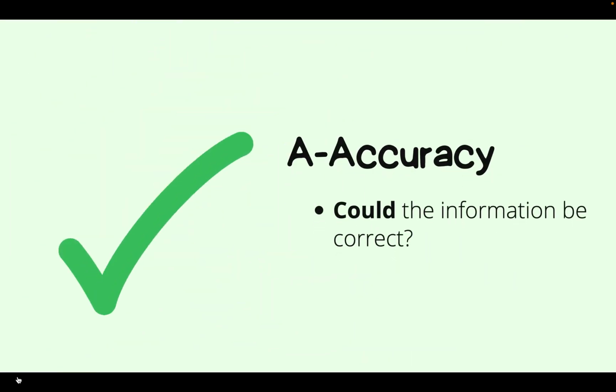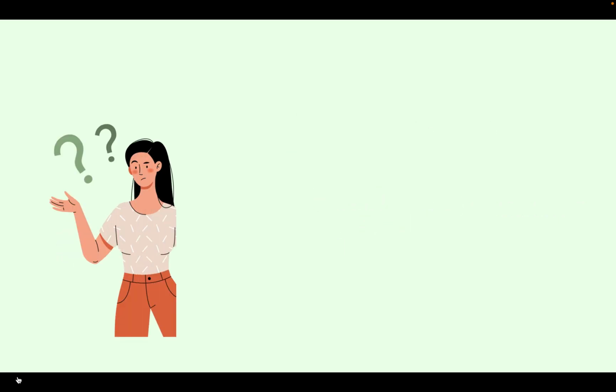After you've figured out if a website is relevant to you, the next step is figuring out if the information is accurate. The next letter is A, for accuracy. Could the information be correct? You may be wondering, how would I know if the information is accurate? I'm not the expert. And while you're technically correct, you are not the expert. You don't need to be an expert to find out if a website may be giving you inaccurate information.